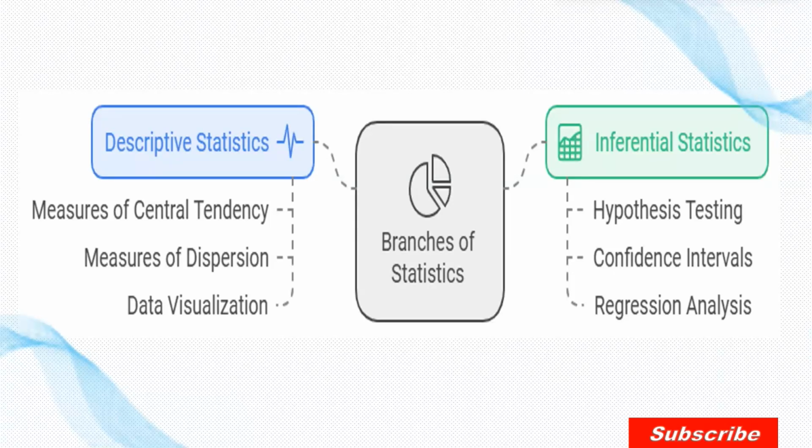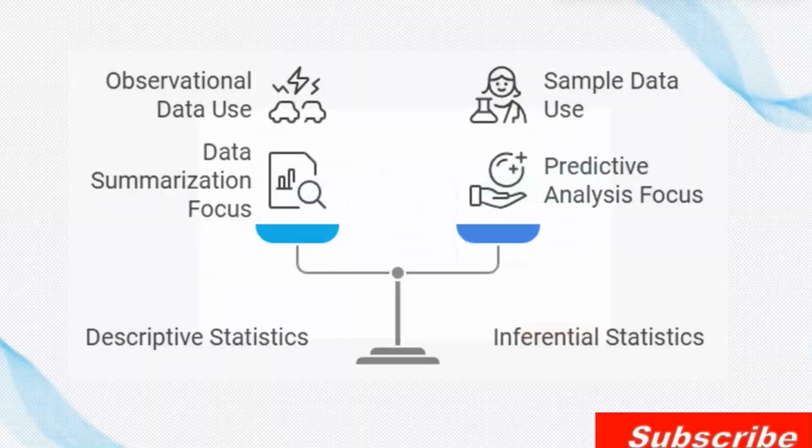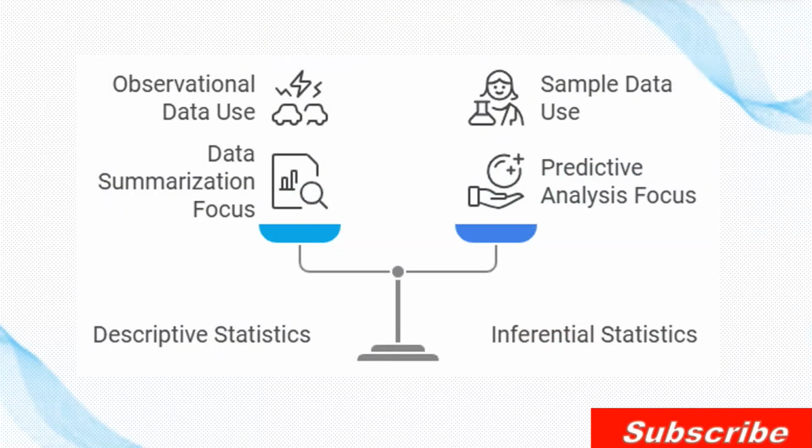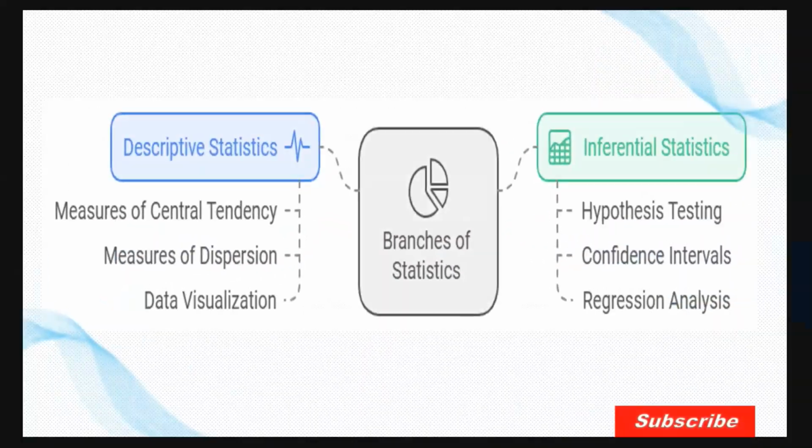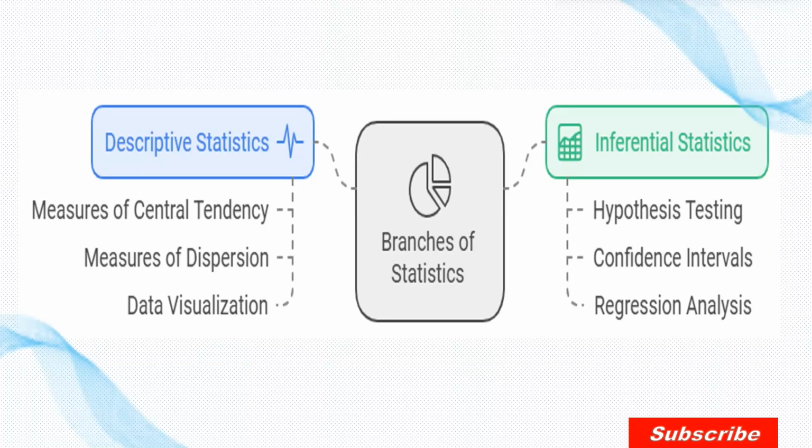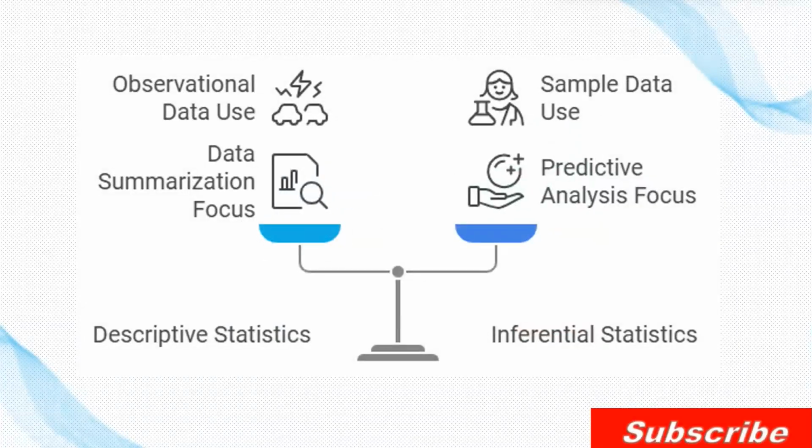Descriptive statistics is primarily observational. It provides a snapshot of the data but does not make predictions or draw conclusions beyond the data at hand. Descriptive statistics allow us to answer questions like, what is the average score on an exam? Or, what is the distribution of ages in a population? Essentially, descriptive statistics describes and summarizes the main features of a dataset.